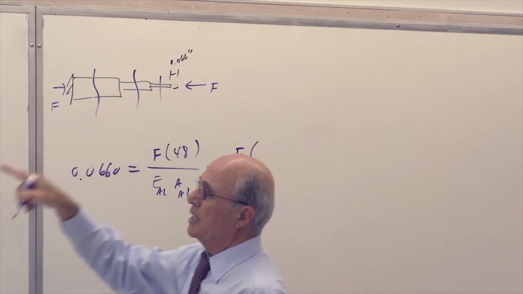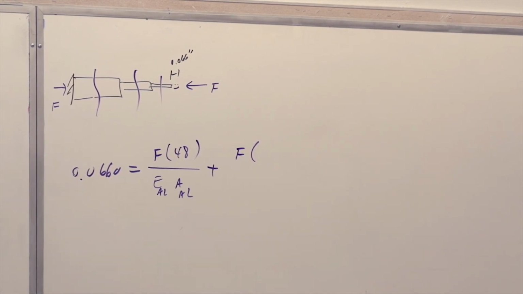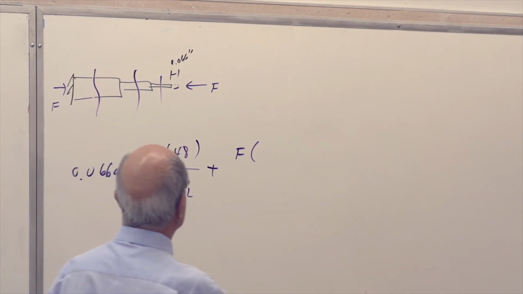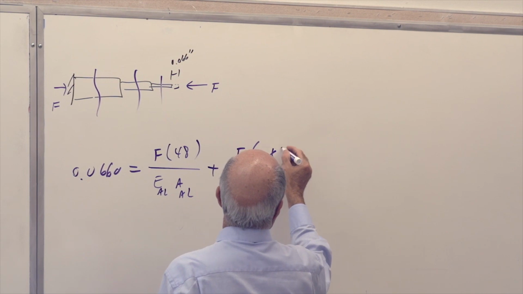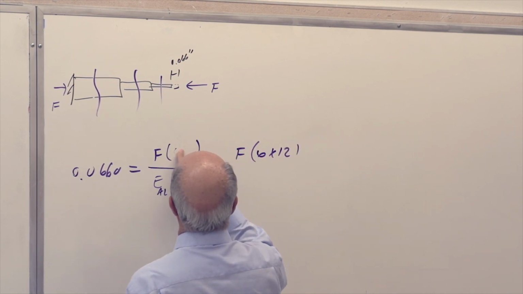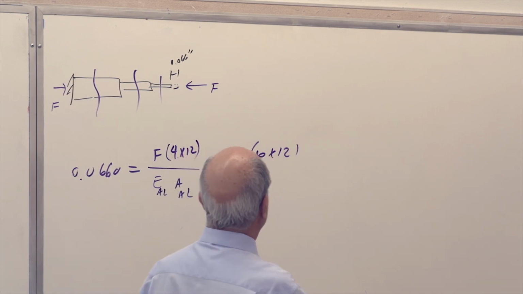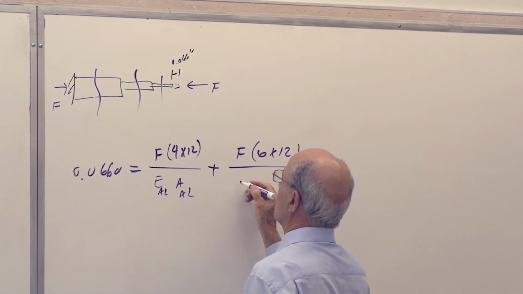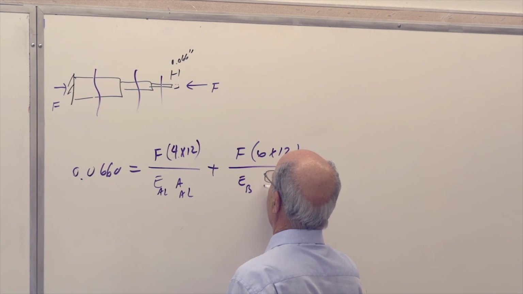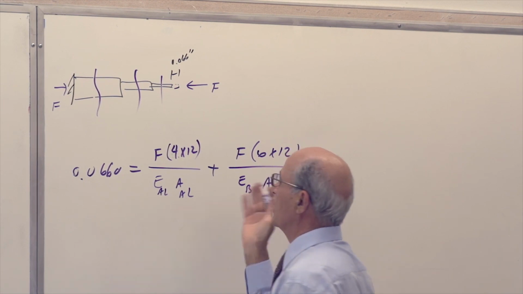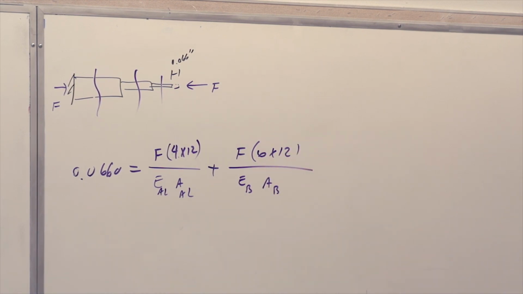What's the length of the second one? The length of the second one is 6 feet, so it is 6 times, maybe I should write it like that. This was 4 times 12, so 4 feet times 12 inches, divided by bronze. So I have E of the bronze and A of the bronze, all given numbers. The only unknown is the value of F. Is that correct or not?